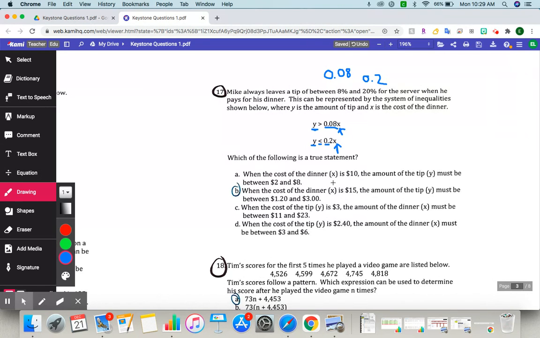So in these options, we're given potential amounts of the bill and then potential amounts of the tips. So we have to recognize which one would work. Well, if we substitute 15 in for x in both of these, then we would get y is greater than $1.20 and y is less than $3. All of the other ones would not be true.